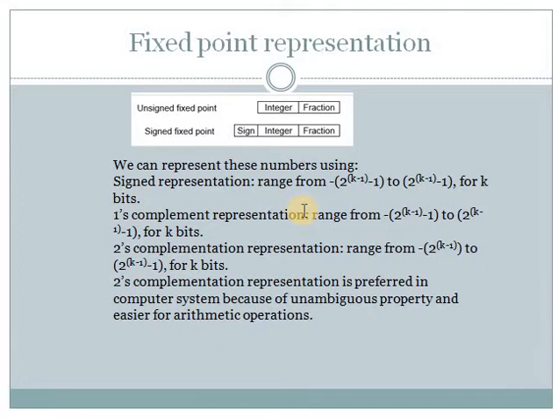In the case of positive, you don't need to mention a sign, it will automatically be taken as positive. See here, unsigned fixed point, that is for here. For here you don't mention any sign, but for signed, that is for minus, you have to specify the minus symbol. See here, this is for signed representation. One's complement, two's complement, we will see clearly in a later example.